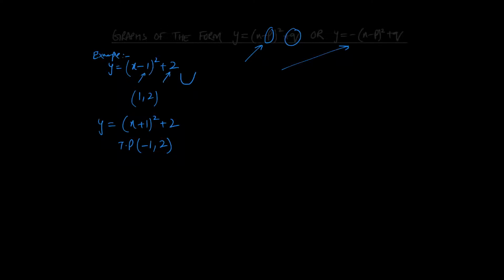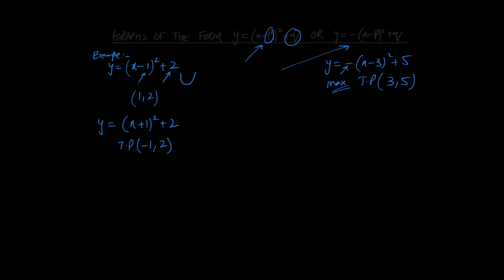The example for this equation would be y equals minus x minus 3 the whole thing squared plus 5. Now in this, the coordinates of the turning point would be 3 comma 5, and because of this sign it will be a maximum curve.